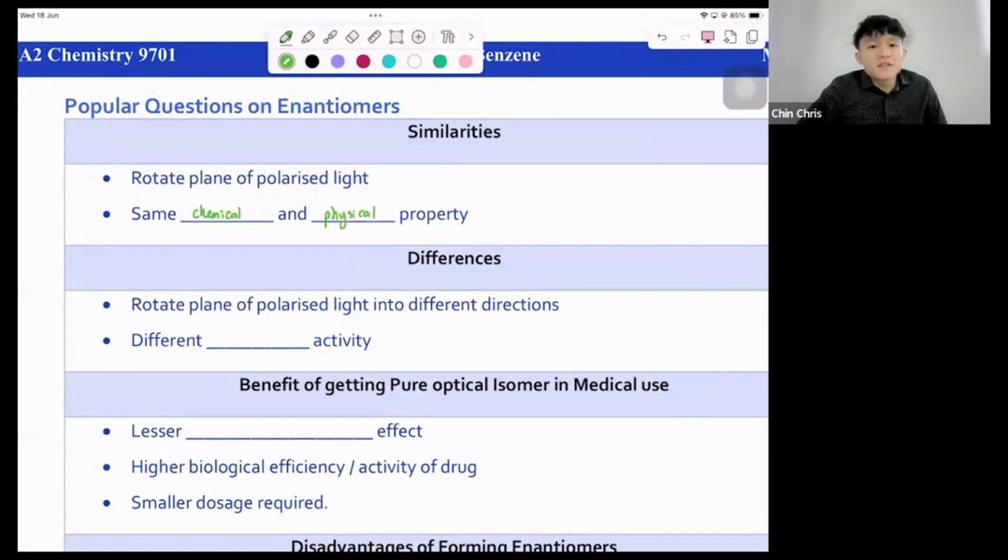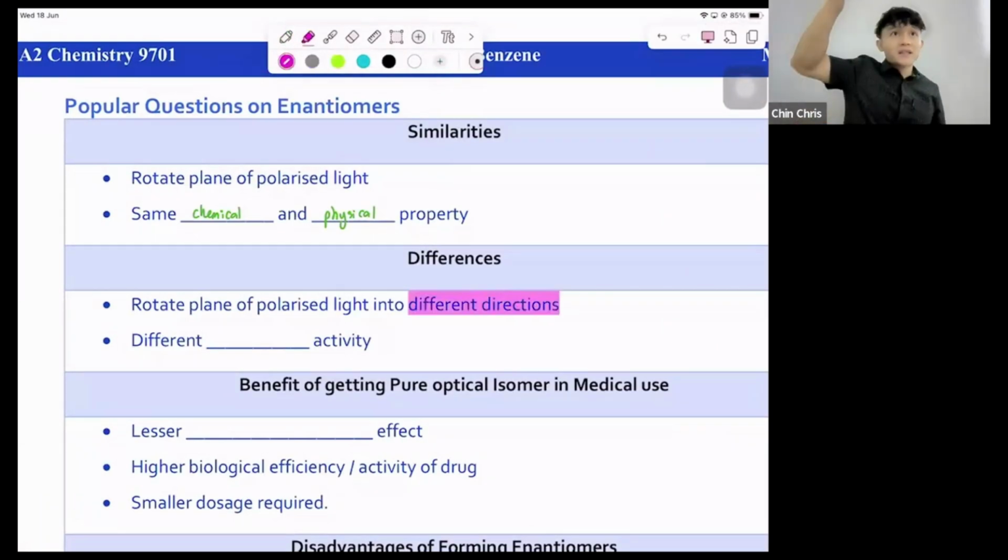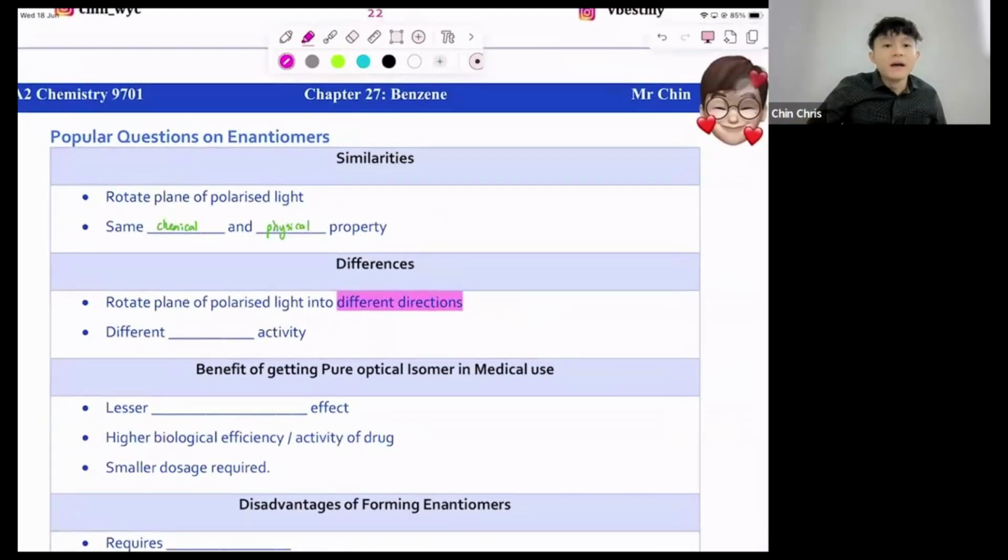Okay guys, what's the difference then? They rotate in different directions. Understand? One clockwise, another anti-clockwise. Done. At the same time, they have different biological activity. This is something new, different biological activity.